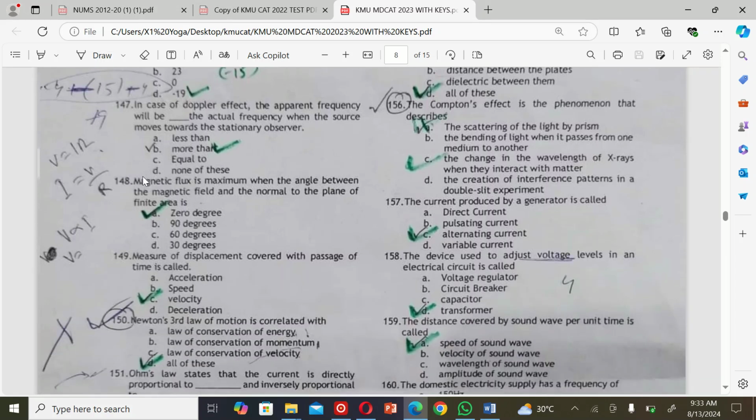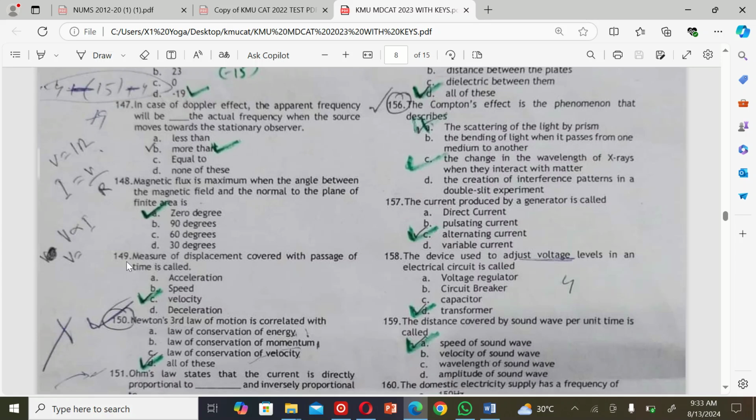The next MCQ is: magnetic flux is maximum when the angle between the magnetic field and the normal of the plane of the finite area is A, 0 degree; B, 90 degree; C, 60 degree; D, 30 degree. So the correct option is A, 0 degree.